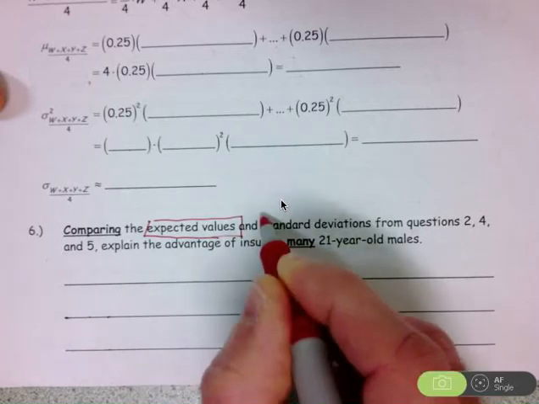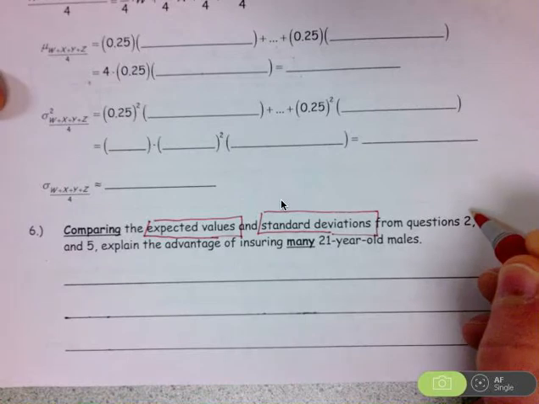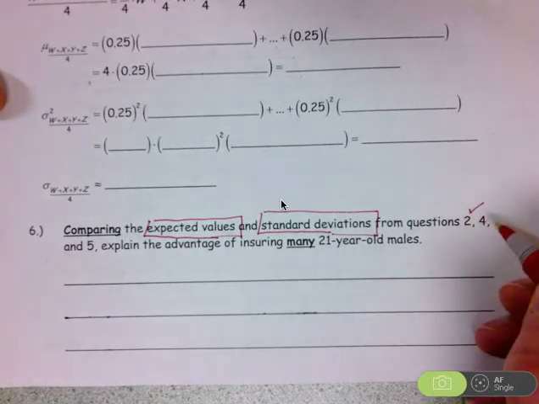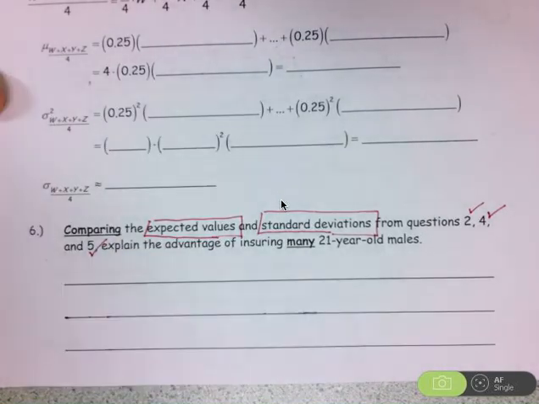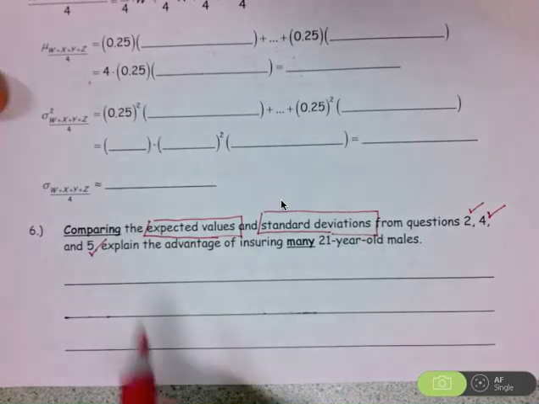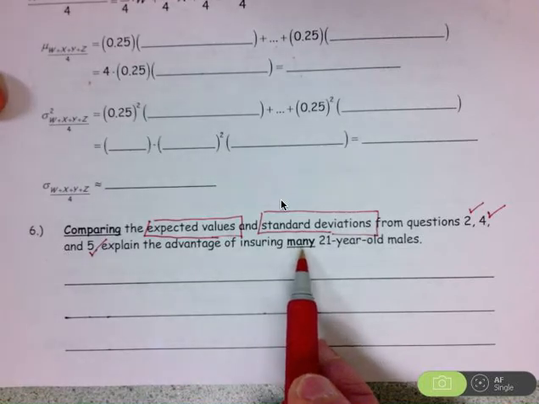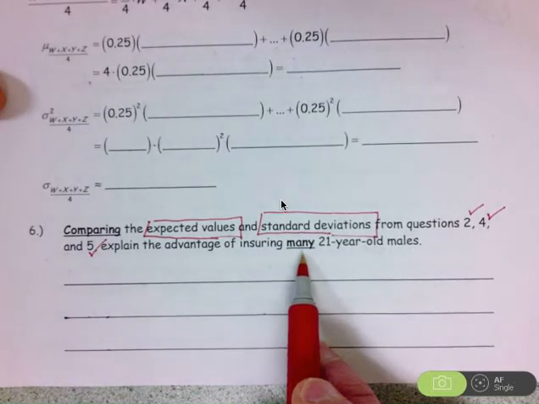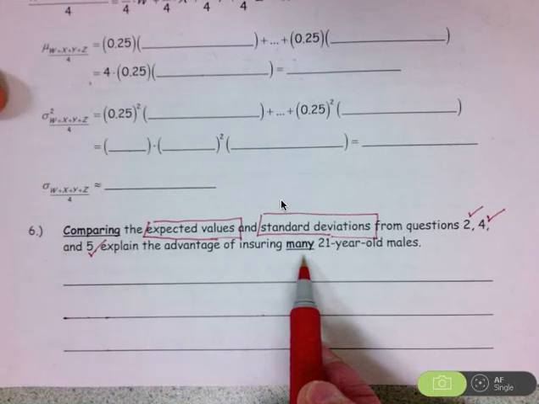and you want to compare the standard deviations from these questions: from question number 2, where I'm insuring 1 individual, from question number 4, where we're insuring 2 individuals, and from question number 5, where we're insuring 4 individuals. You should see a pattern which should help you explain the advantage of insuring many 21-year-old males. Insuring just one would be quite risky. That's why insurance companies, in terms of their business model, insure lots and lots of people.